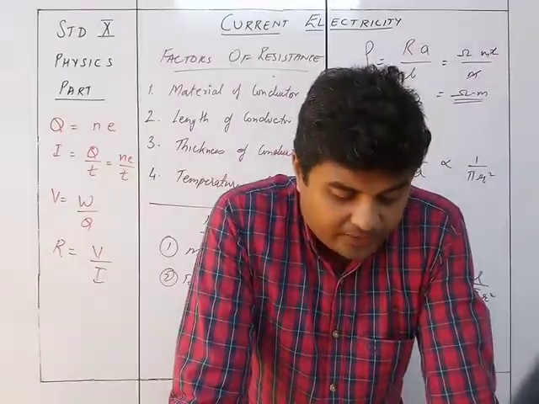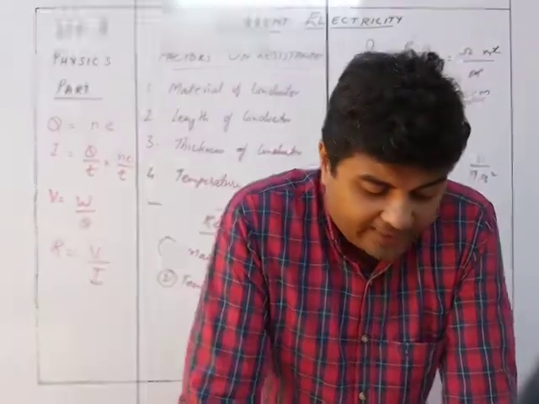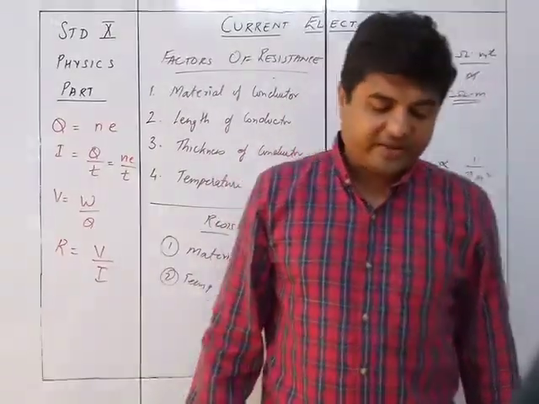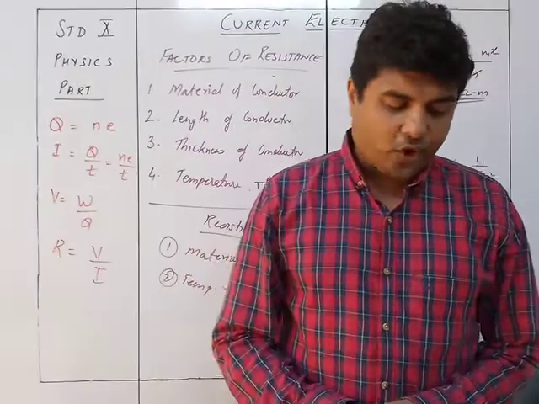A fuse wire is made of an alloy of lead and tin because its melting point is low and its specific resistance is more than that of copper or aluminum.